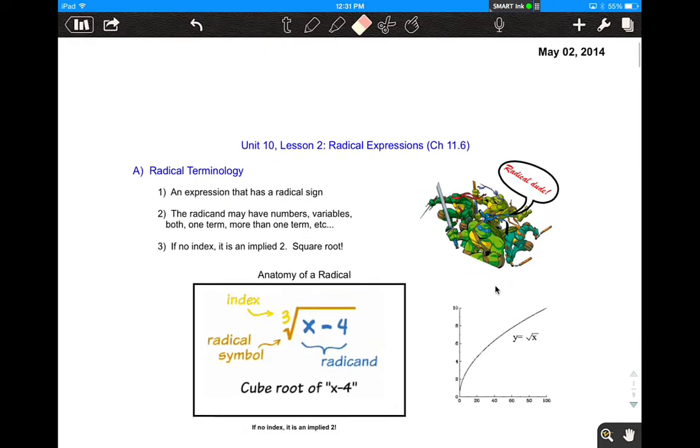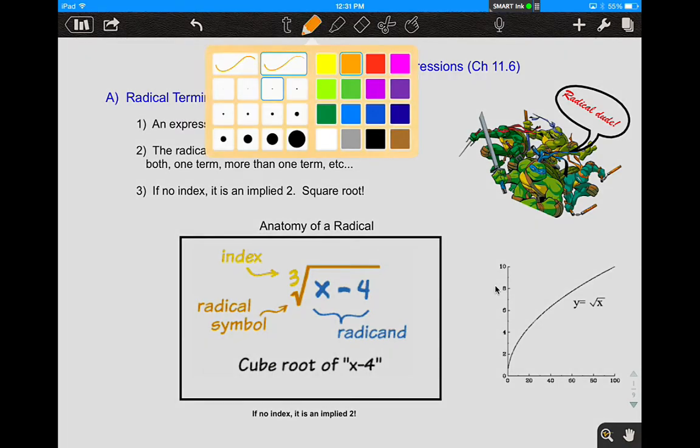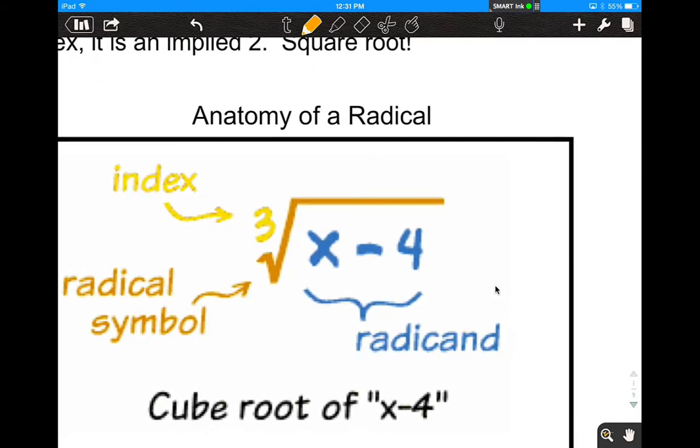We're going to basically get started here with just some terminology, some vocabulary. When we talk about square root functions, what are the pieces and the parts of it? Here in orange, we have what is called the radical symbol. Okay, this is the radical symbol.